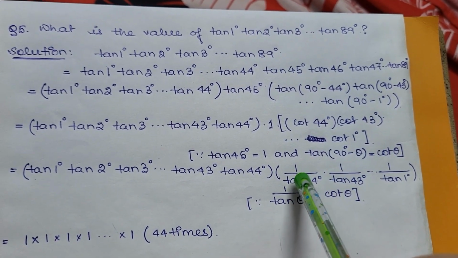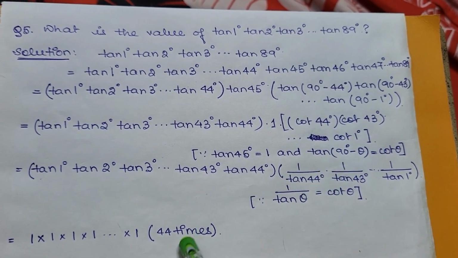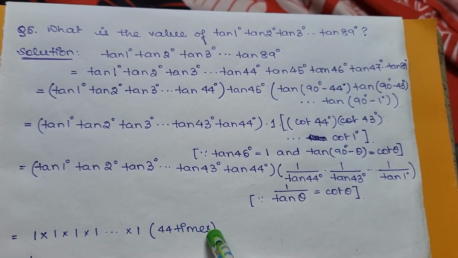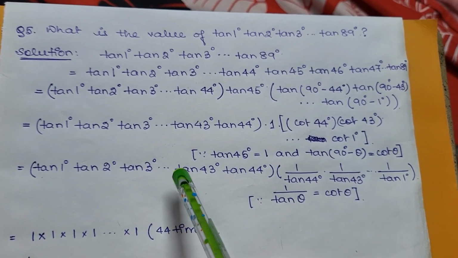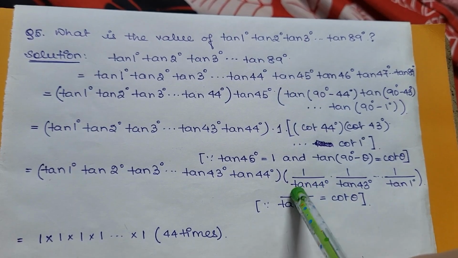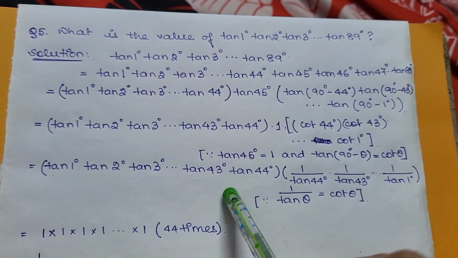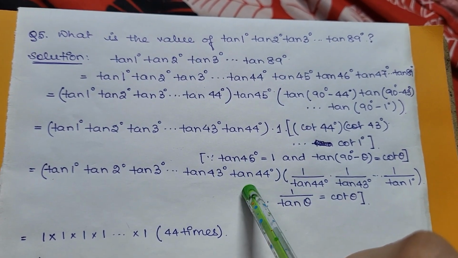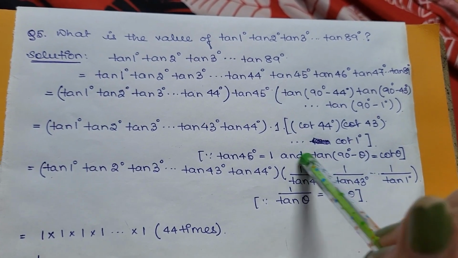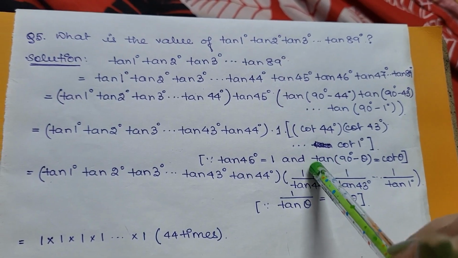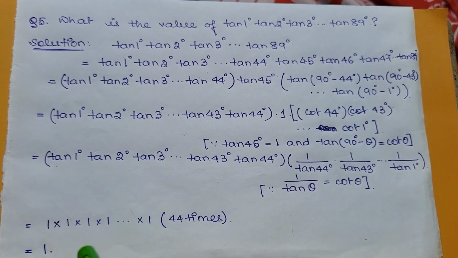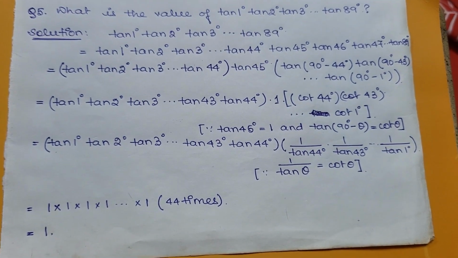So we get a 1 multiplied with a 1 multiplied with a 1, actually 44 times, because each bracket contains 44 terms and each one is getting cancelled with one term in the other bracket. So we get 44 times multiplying a 1, which is a 1. Hence the answer is 1.